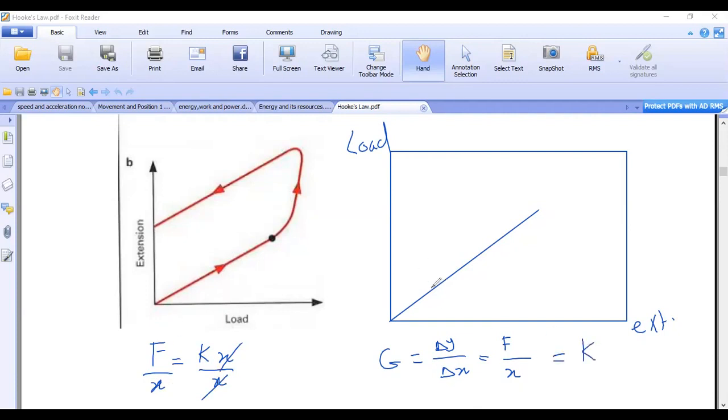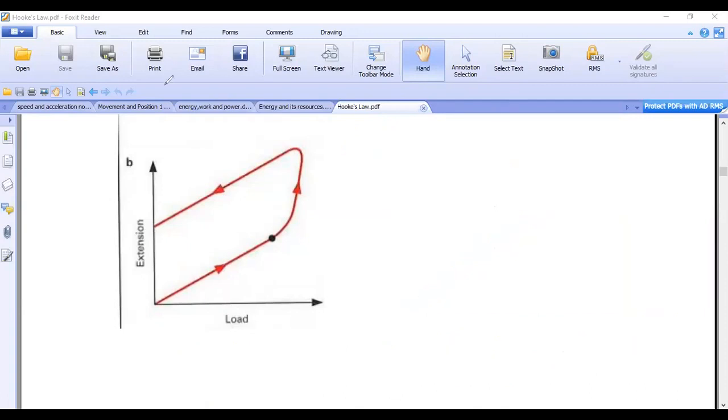So the gradient here, if you calculate the gradient, you will get the value of K. While if we swap them and put the extension here and the load here, it will be 1 over K. Okay.